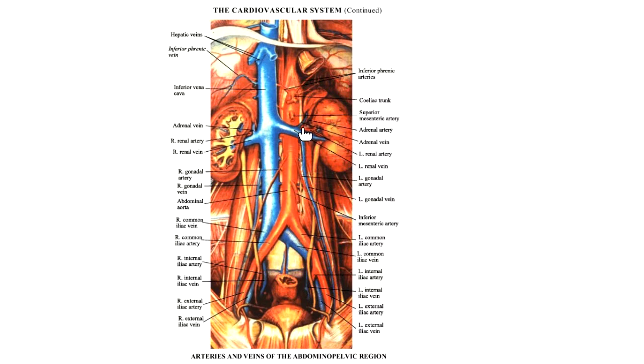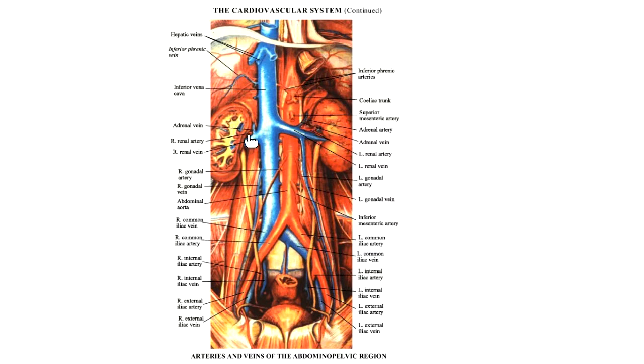And branching up superiorly before you actually hit the kidney, there is the left adrenal artery. And so there's that adrenal gland. We can see that red vessel going up to the adrenal. There is the left adrenal artery.